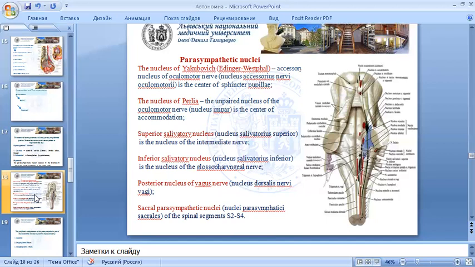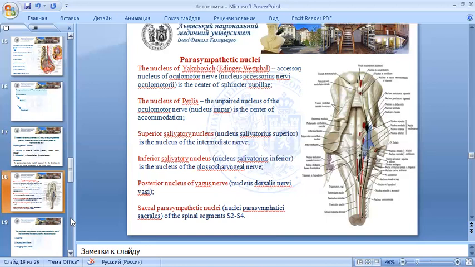which is related to the seventh cranial nerve, the intermediofacial. The superior salivatory nucleus lies in the tegmentum of the pons. The inferior salivatory nucleus, nucleus salivatorius inferior, is the nucleus of the glossopharyngeal nerve and is related to the medulla oblongata. As you see from the names, the superior salivatory nucleus and inferior salivatory nucleus are responsible for salivation.